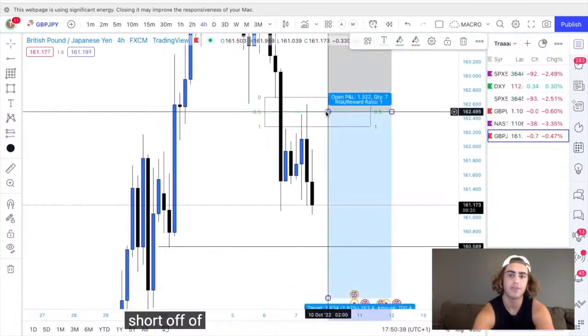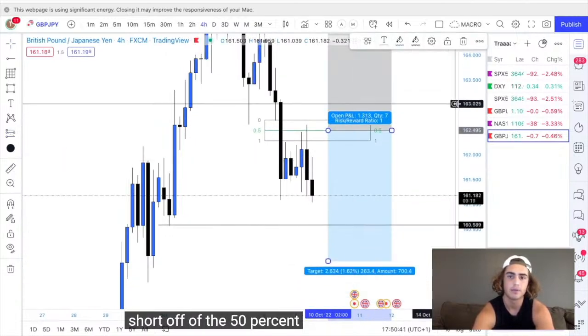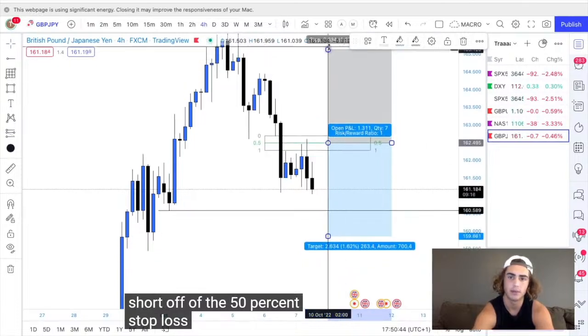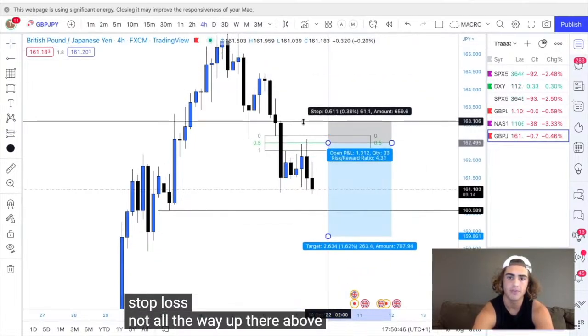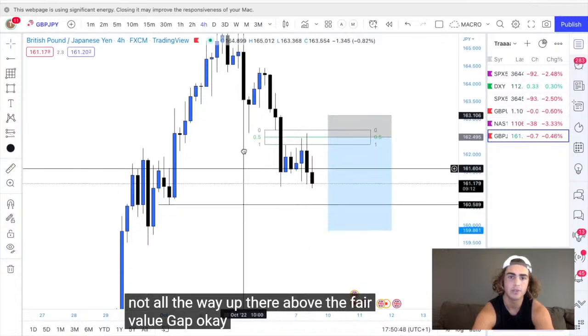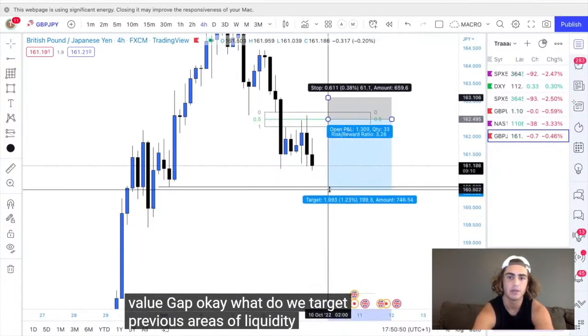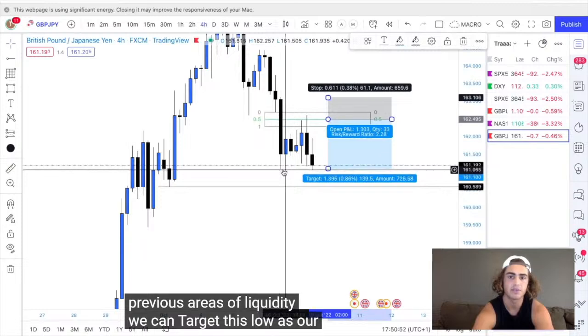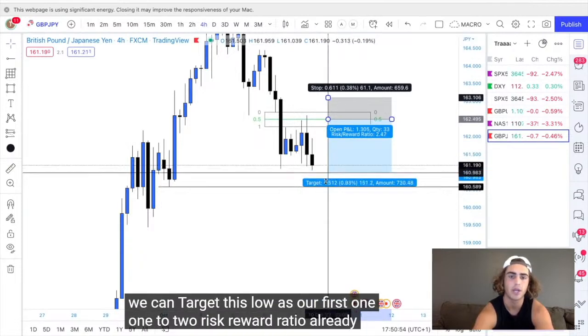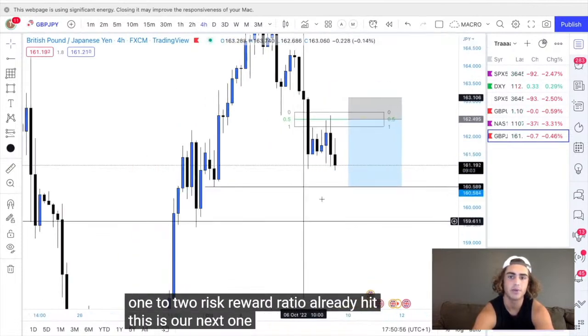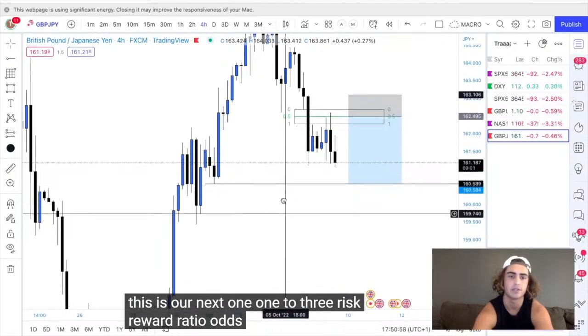Short off of the 50%. Stop loss, not all the way up there, above the fair value gap. Okay, what do we target? Previous areas of liquidity. We can target this low as our first one, 1 to 2 risk to reward ratio, already hit. This is our next one, 1 to 3 risk to reward ratio. Odds are this is going to get hit.